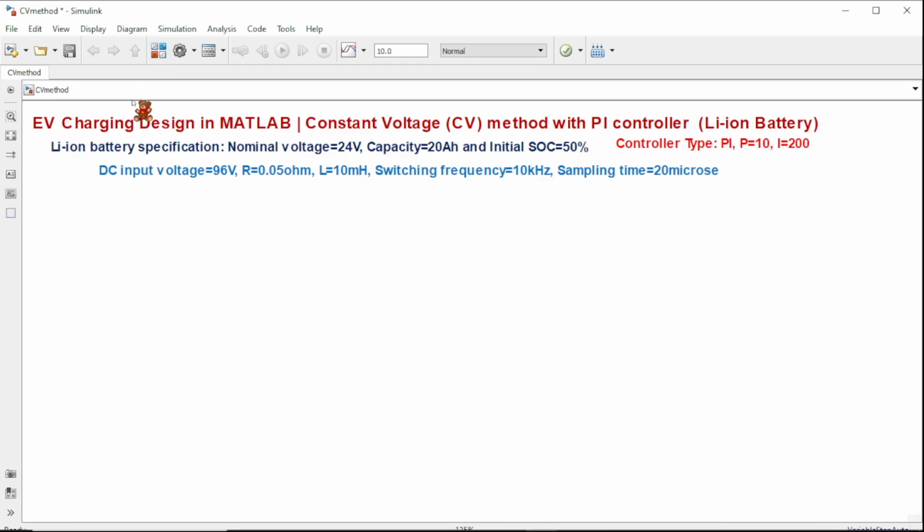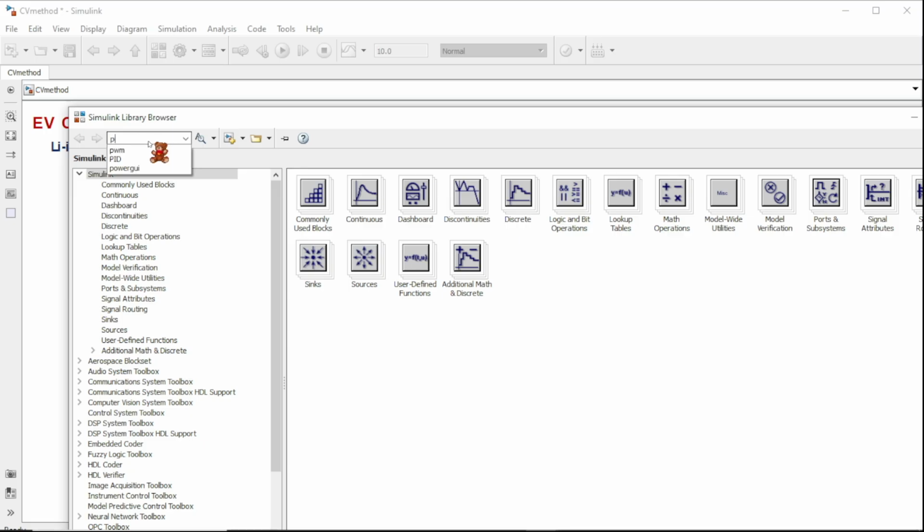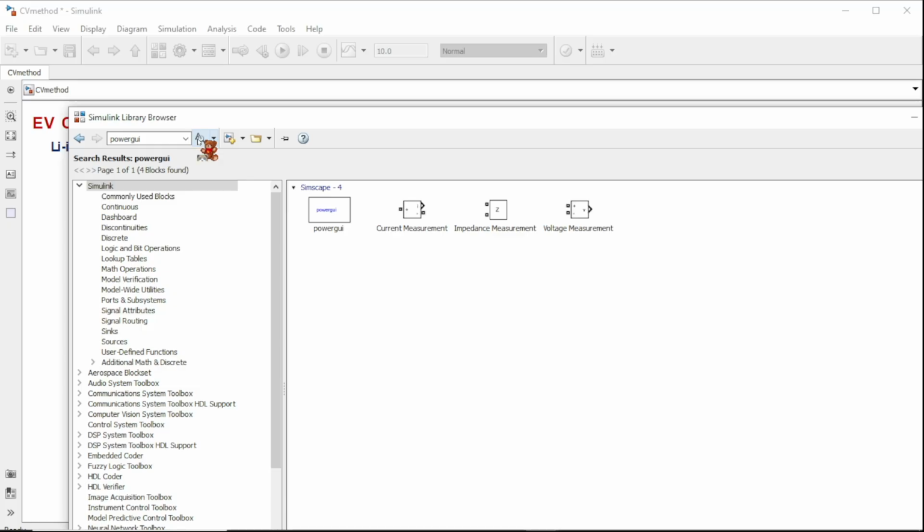Let's start with the power GUI block. So search it, power GUI. So this simulation is similar to the constant current method. So in the constant current method, what happened? We make the current constant, but here we make the voltage constant.